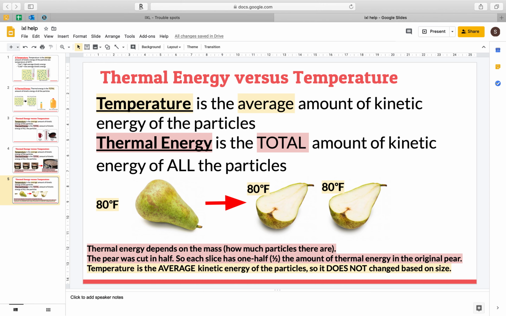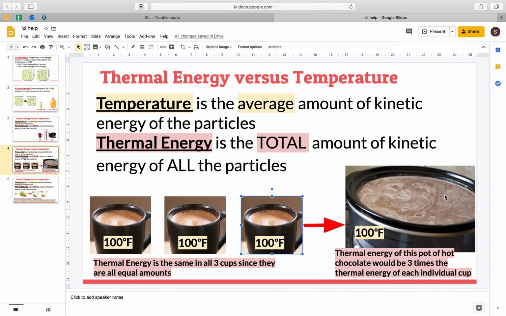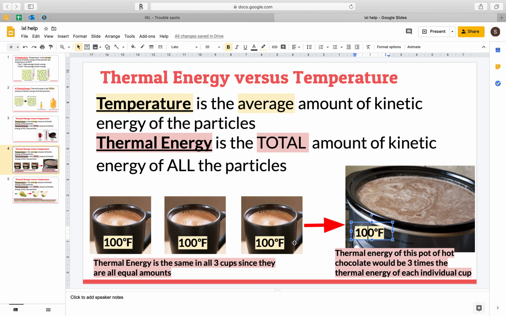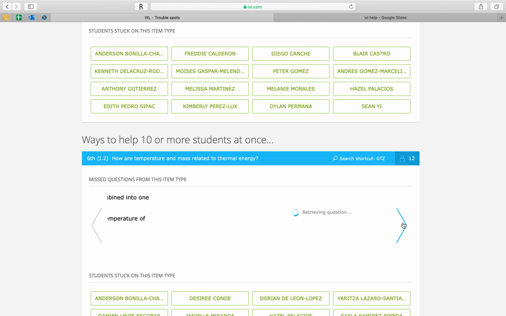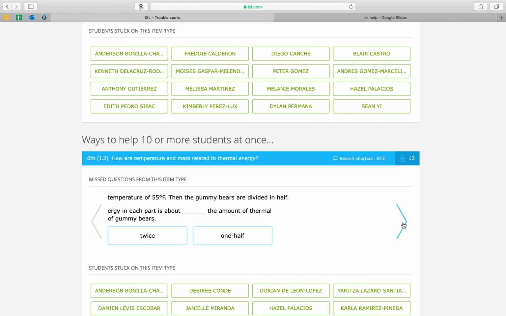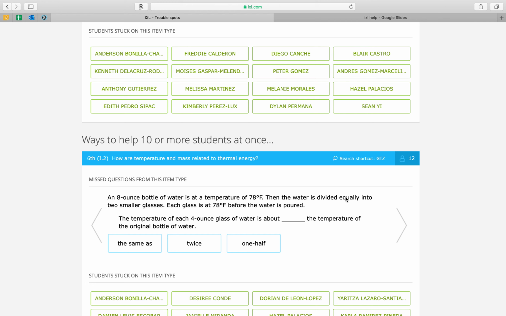So let's think back to the hot chocolate. If you combine these 3 cups of hot chocolate into a large pot, what's the temperature going to be? Well, the temperature is not going to change. It's going to be the same because temperature does not depend on the size. So the temperature of the larger bowl of corn oil is about the same as the original bottles because temperature does not depend on the size or the amount of mass there is. Okay? All right. So hopefully that helps you figure out these questions for I.2.